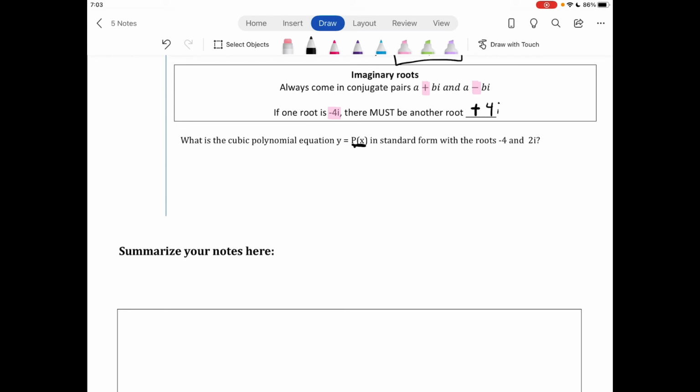4 and 2i? Now they're only giving us 2 of the zeros, but because we know that there has to be a conjugate to the 2i, there also has to be a negative 2i as well. Here are our 3 zeros we're going to plug in. If we put each of these into linear factors, we would have x plus 4 now. Remember, we have to switch that sign. Then we'd have x minus 2i and an x plus 2i.